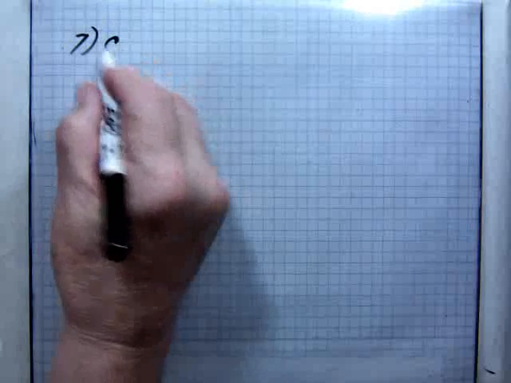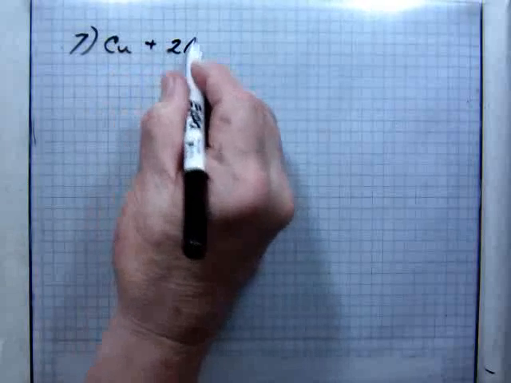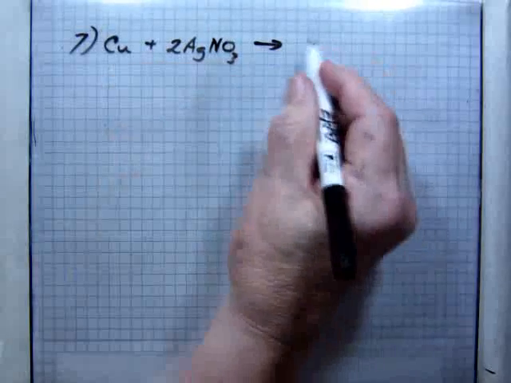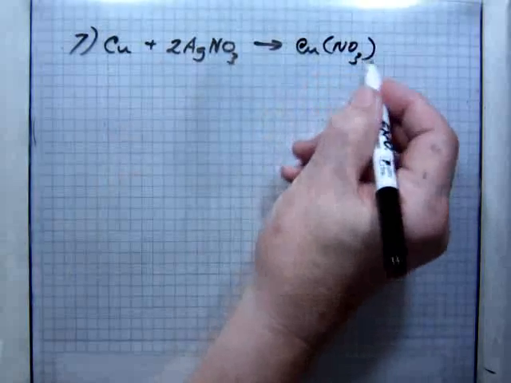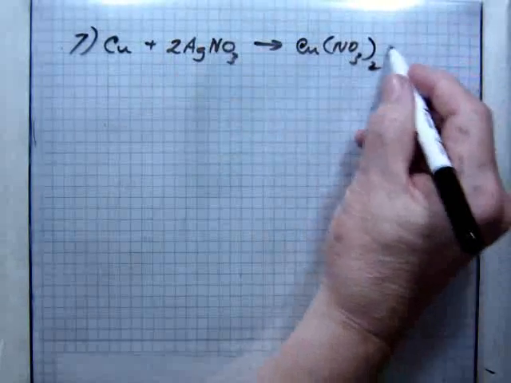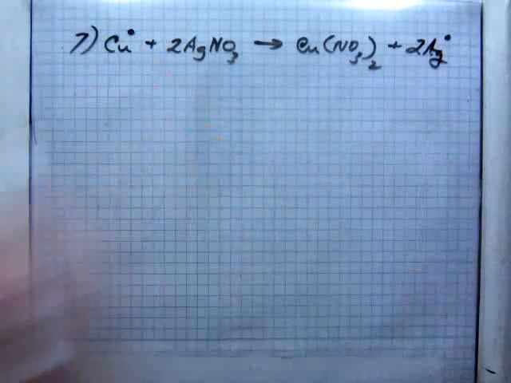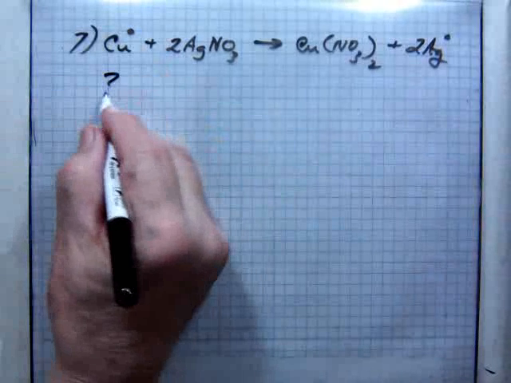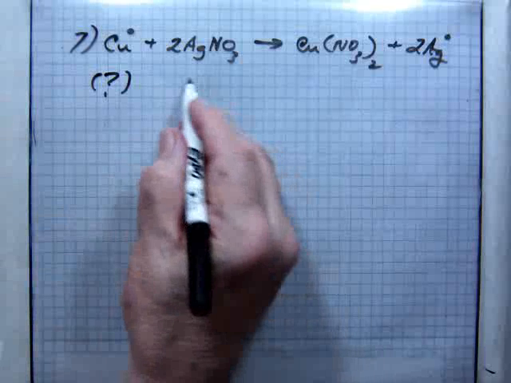Given the following equation, you got copper and silver nitrate in a single replacement reaction, going to your copper nitrate plus a couple of silver, moles of silver coming out of solution, like that. How many moles of copper are needed to react with 3.5 moles of silver nitrate?